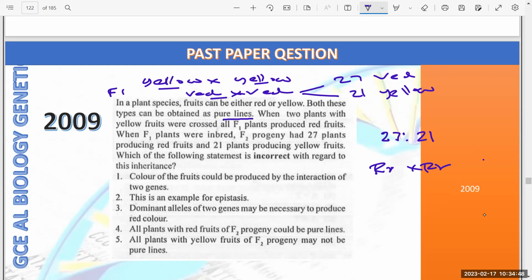Both these types can be obtained as a pure line. So if the red one is pure and the yellow one is pure, if we cross this, then we get different phenotypes or different ratios, but it's not mentioned here. So it says red, red. First they take red and the red one, red, red, and they get a yellow now.